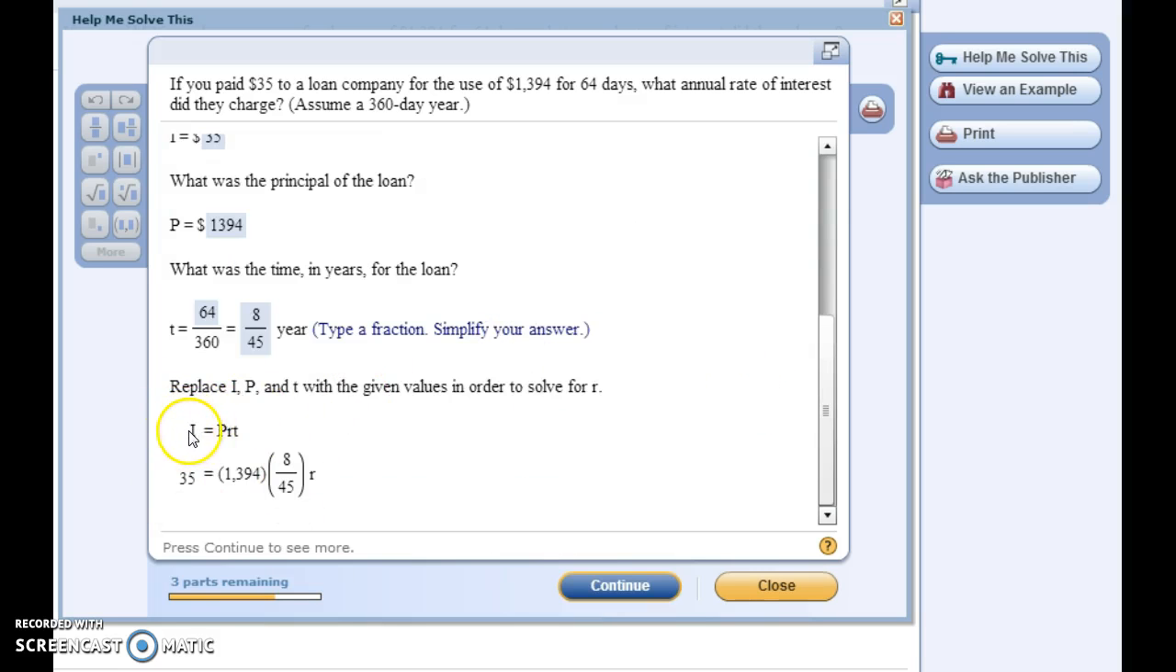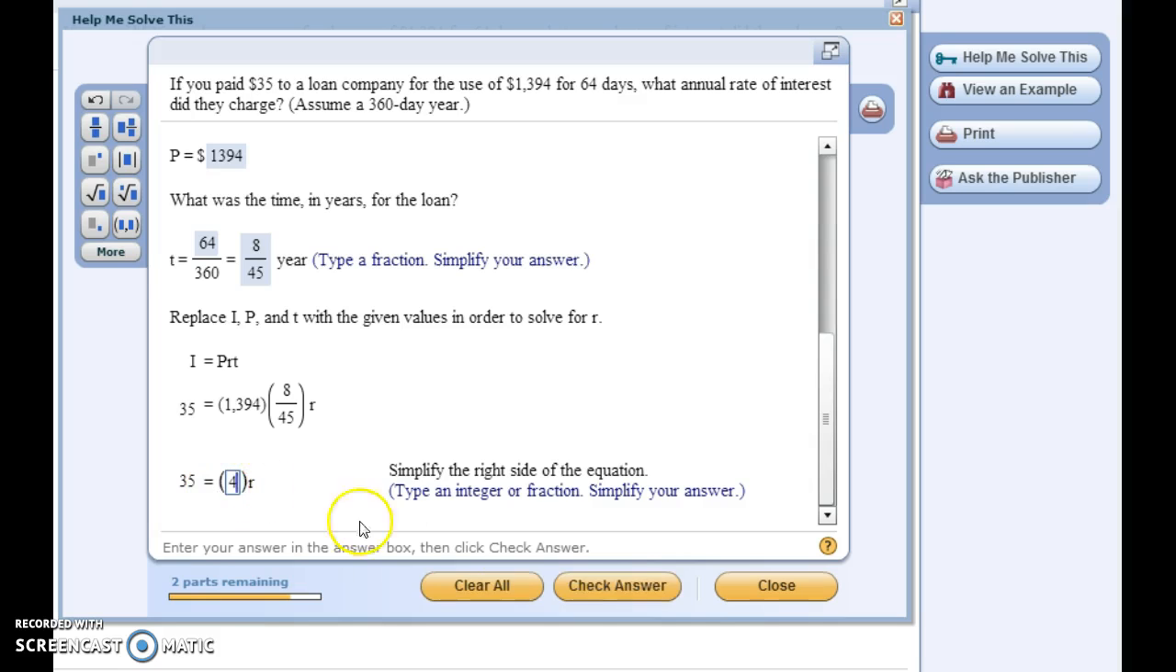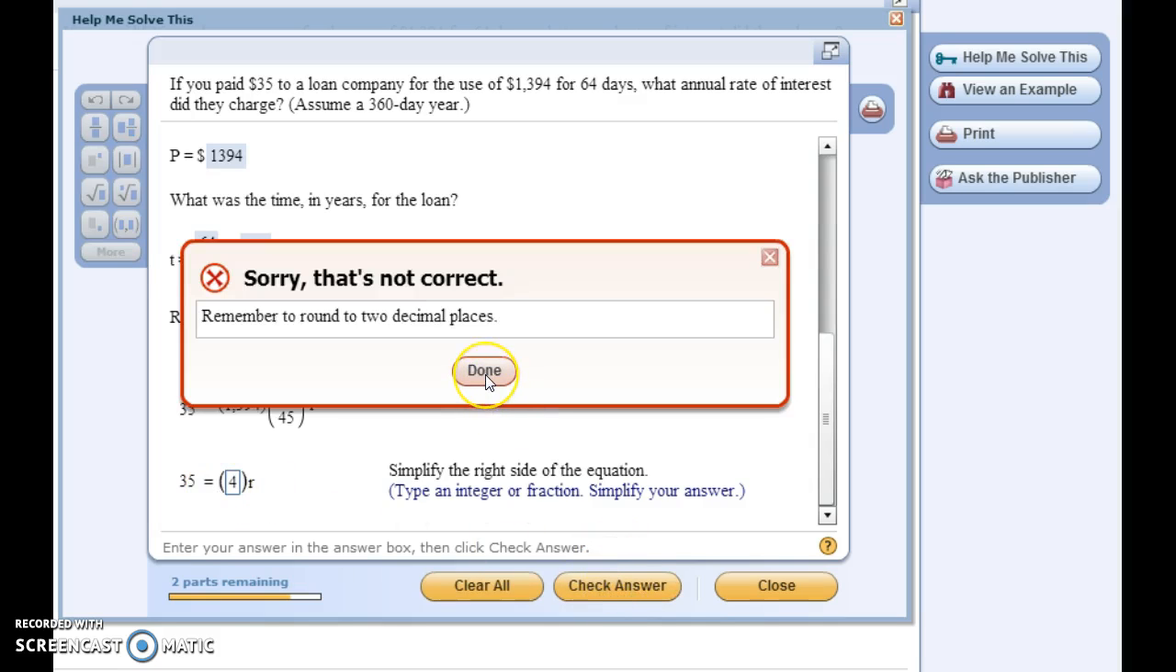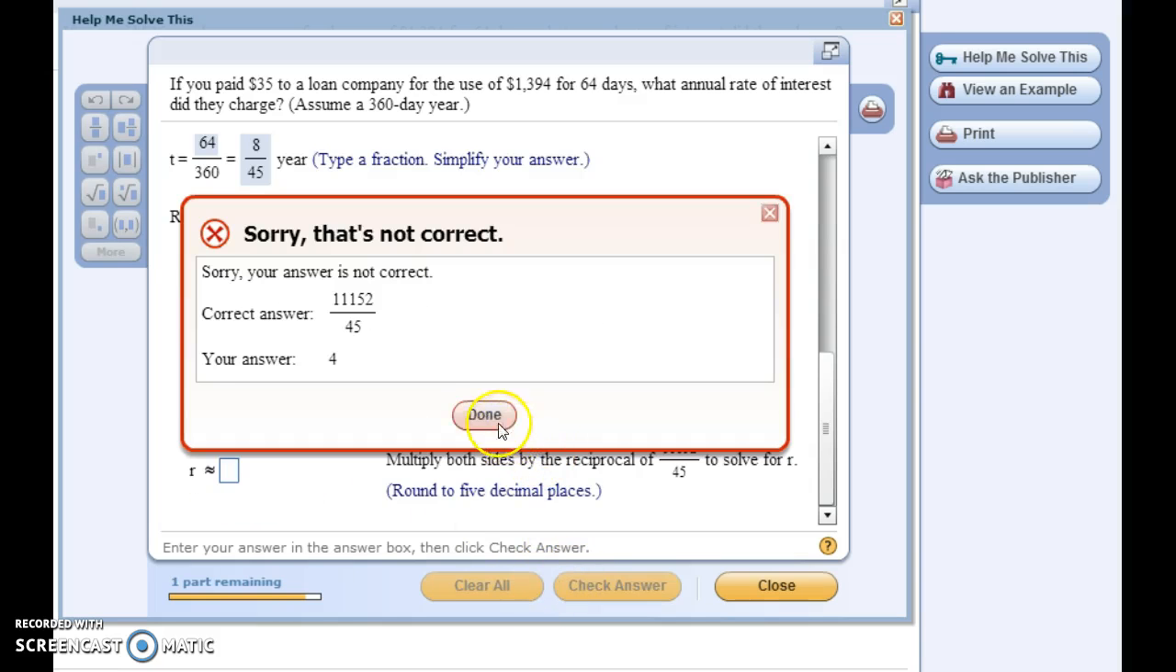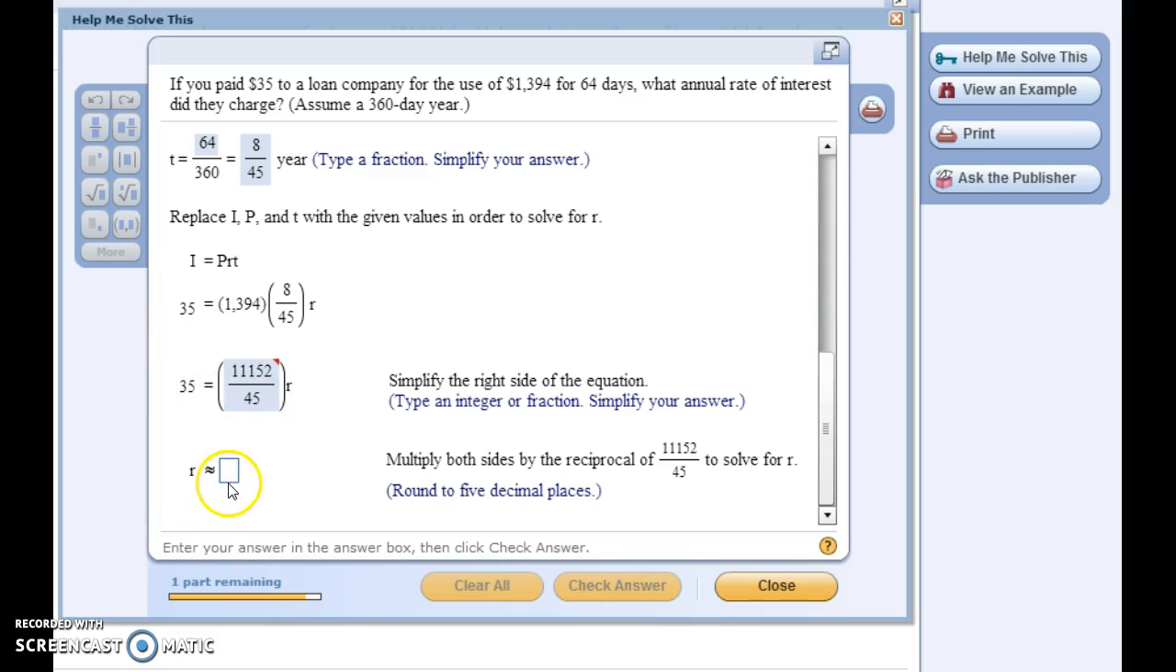So now in our simple interest formula, we have all the values identified except for R: the interest, the principal, and the time. So we just need to use algebra now to solve for R. And something I want to show you about these guided solutions: if you didn't know a step, you don't have to just stop. You'd enter it once, it tells you it's wrong. Enter something else, it tells you it's wrong. But then it'll let you move on.